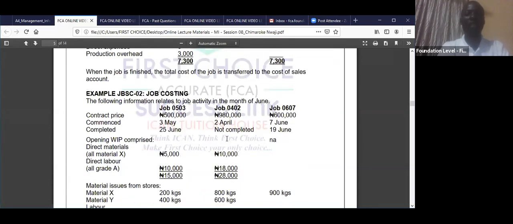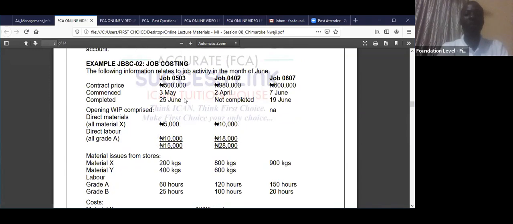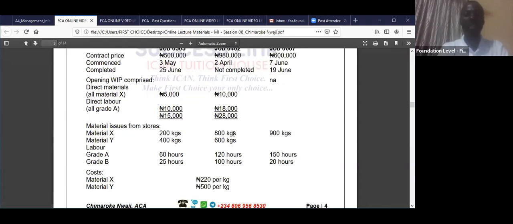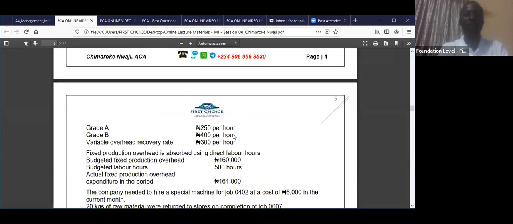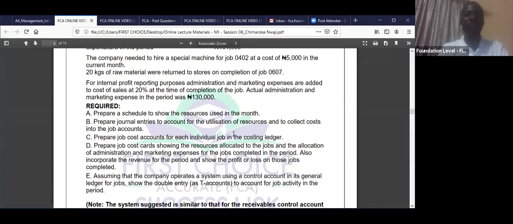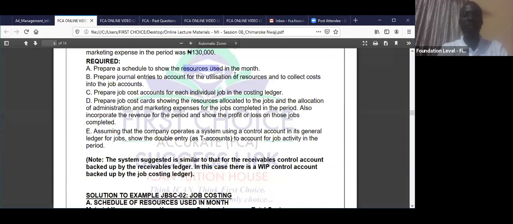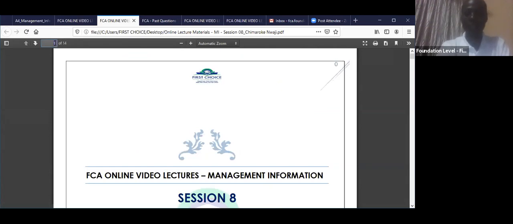We now saw an example of 3 jobs. One of them was not completed. And we said the one that was not completed does not have cost of sales. It's still work in progress. We saw how we use that account to show how we can prepare resources used in the month. We also saw how we can prepare the utilization account entries. So let me show you again how it was done.